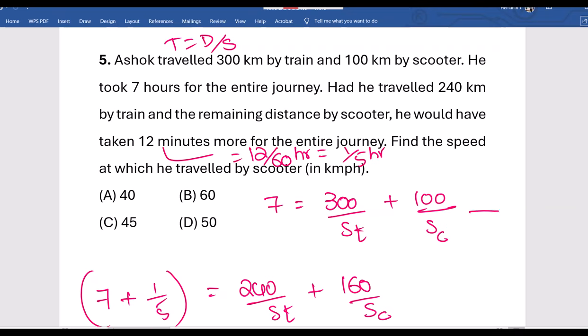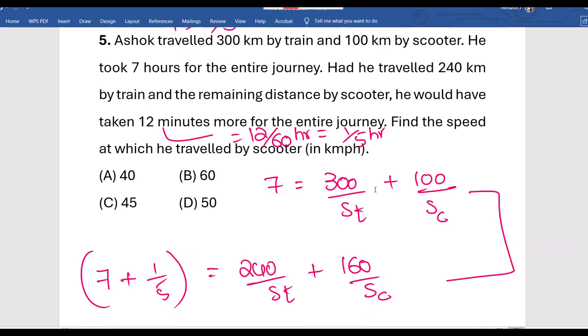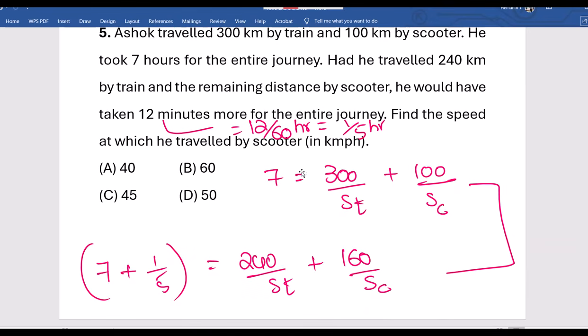Now two equations, two unknowns. You need to calculate ST and SC, the train speed and scooter speed. So what way can you do it? It's a bit typical question calculation-wise. You can take 1 by ST equal to A, 1 by SC equal to B. That way maybe, or else we can do trial and error.